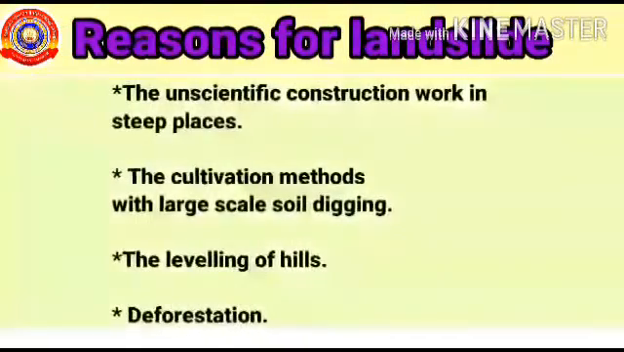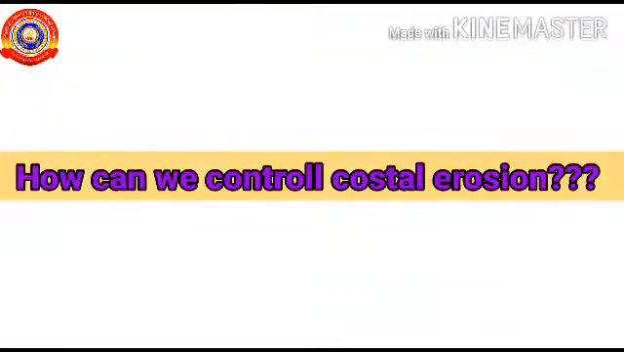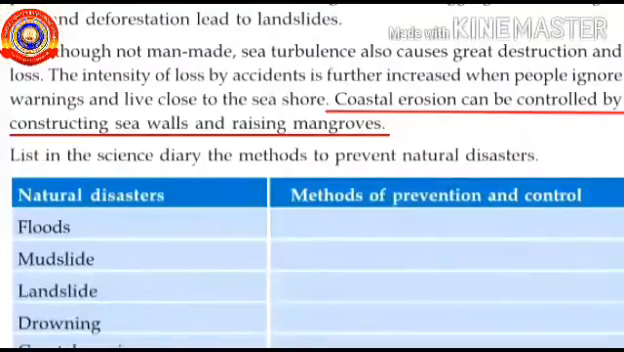Then, what is the reason for landslide? Unscientific construction work in steep places, cultivation methods with large scale soil digging, the leveling of hills, and deforestation lead to landslide. Even though not man-made, sea turbulence also causes great destruction and loss. The intensity of loss by accidents is further increased when people ignore warnings and live close to the seashore. Then, how can we control coastal erosion? Coastal erosion can be controlled by constructing sea walls and raising mangroves.